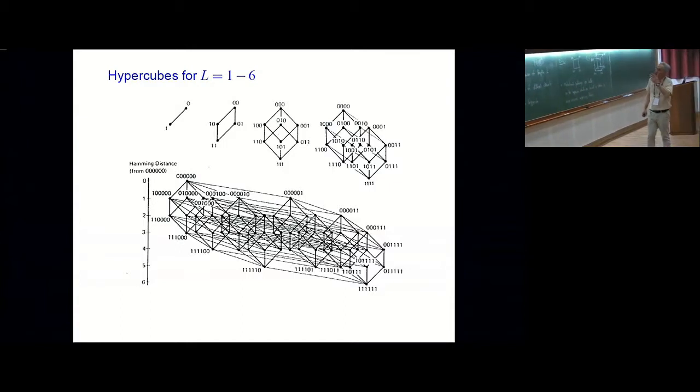Okay. So these are hypercubes for larger L, right? So I drew for you the case L equal to 2 and L equal to 3. And so here you have a 4-dimensional up to a 6-dimensional hypercube. So these are graphs that are highly connected. The connectivity is L, right? So with increasing L, you have more and more links, and they are relatively short distance. So the distance from one end to the other is always L.